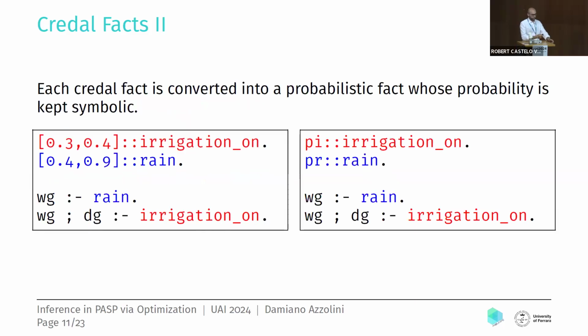Our contribution here starts here, and is the following. In the first step, let's ignore for a second the probability range. We replace the probability range of each of these facts, which are called credal facts, with a symbolic variable. For example, we replace the range 0.3, 0.4 with a variable we call PI, probability of irrigation, or whatever it is. And then we replace the other range, 0.4, 0.9, with another variable called PR. Now, this is a probabilistic answer set program, like the one I've just shown you, without ranges, but with variables instead of probability values.